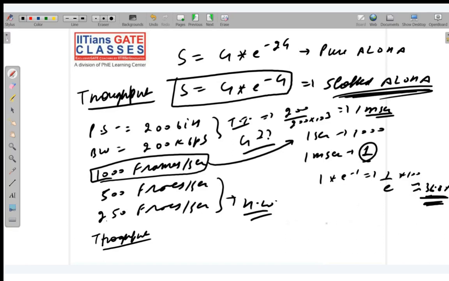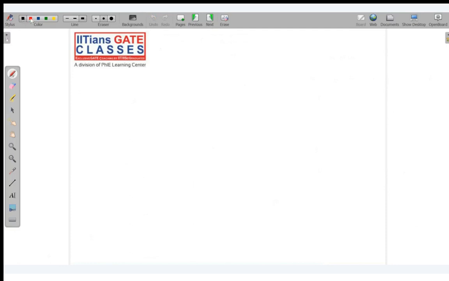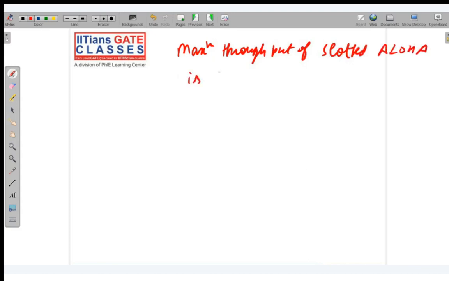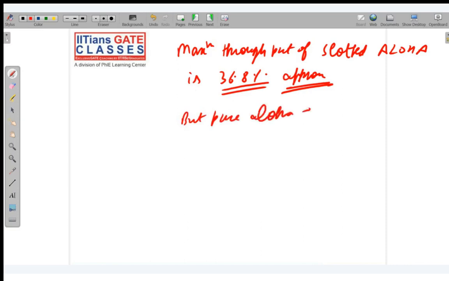You have to remember this figure. Take a snapshot. I will jump to the next slide and write it properly there. Done, sir. Okay, so the maximum throughput of slotted ALOHA is approximately 36.8%. It is exactly double that of pure ALOHA, but pure ALOHA is 18.4%.